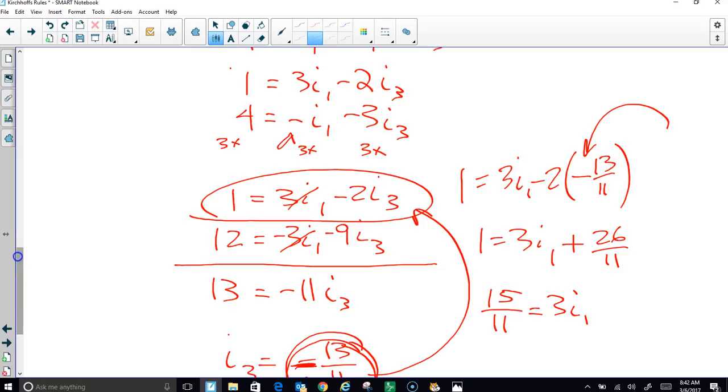But if I subtract 26 elevenths from both sides, it's going to be negative 15, isn't it? Yeah. I'm going to have 1, which is 11 elevenths, positive, minus 26 elevenths, which is going to be negative 15 over 11. Divide both sides by 3, and I end up with negative 5 elevenths. So I1 was wrong as well. What do you want to bet all 3 of them are wrong?